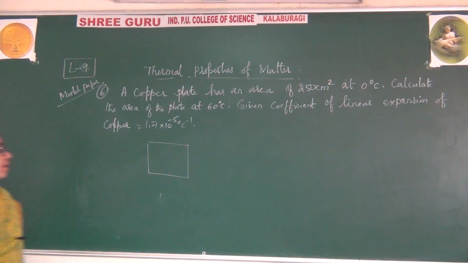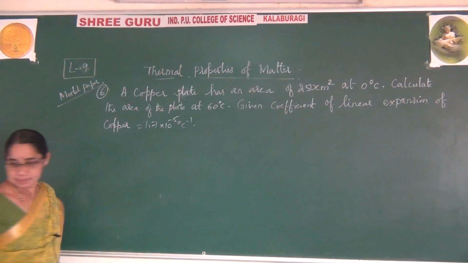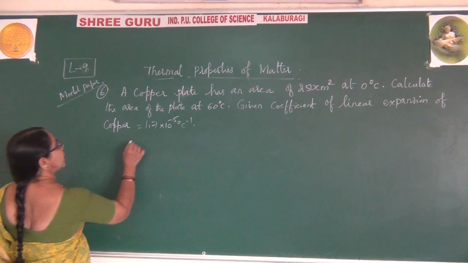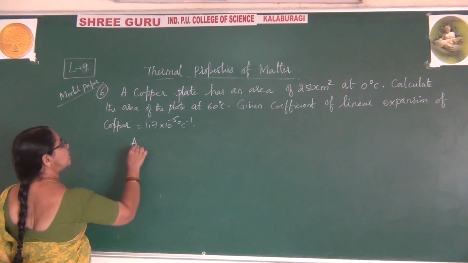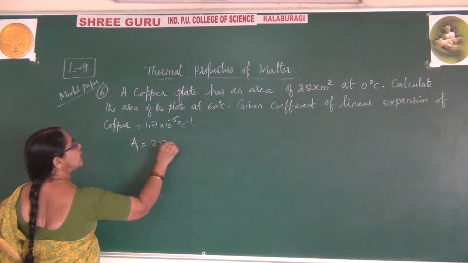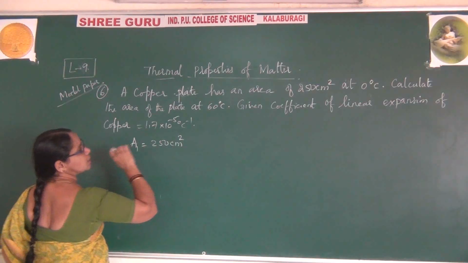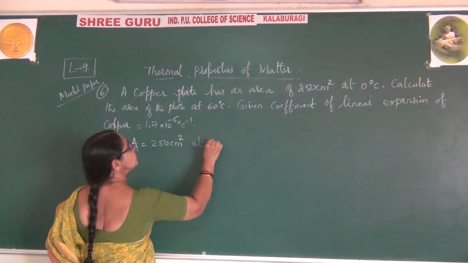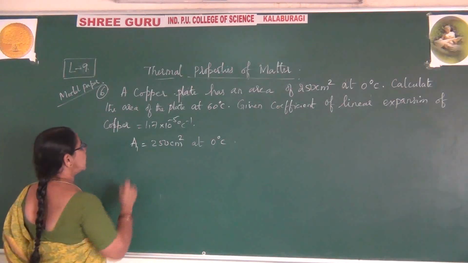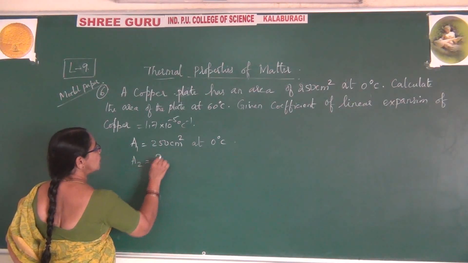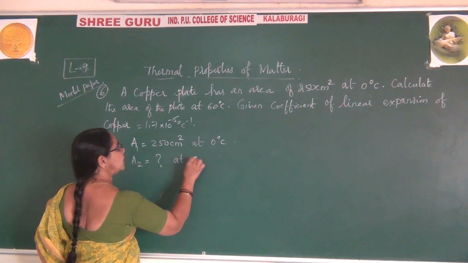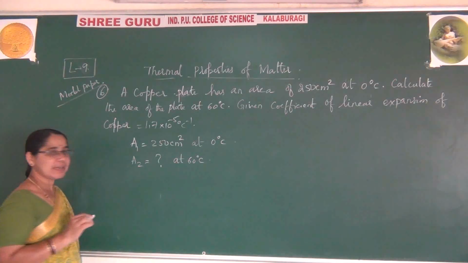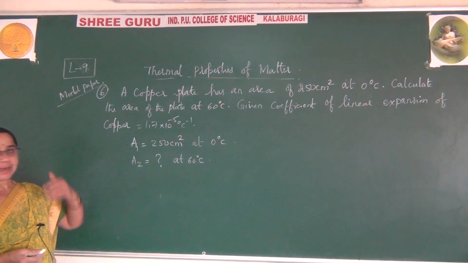Let me write the values given. The initial area, let me write it for your reference, this is A1. A1 is 250 centimeter square at 0 degree centigrade. Right? Now what is A2? A2 you have to calculate at 60 degree centigrade. I think you are following what I said. The new area you have to calculate here.